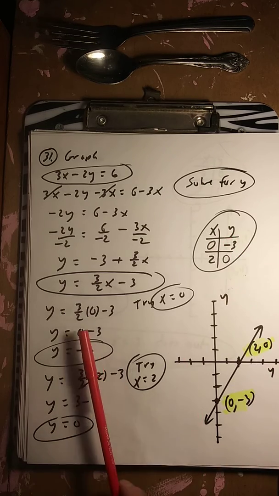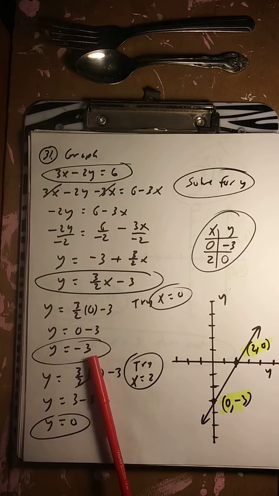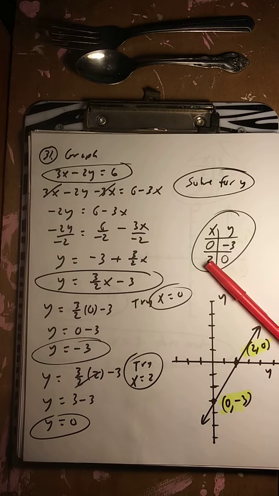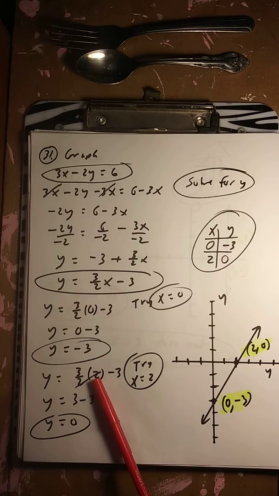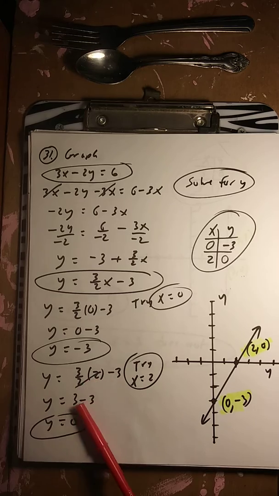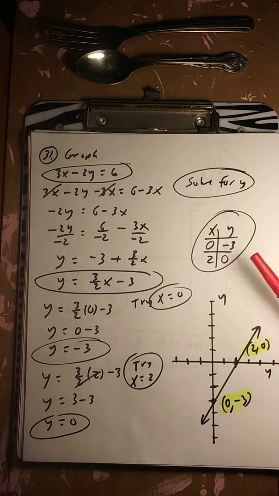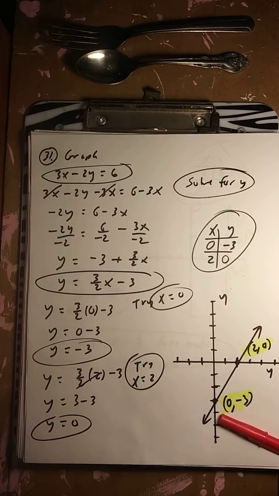So try 0. 0 times that, 0 minus 3, negative 3, done. That's the point. Now try 2, because if you put 2 here, the 2's cancel out, so you have 3 minus 3, which is 0. That's another point. So we have 0, negative 3, and 2, 0. Connect the dots, you're done.